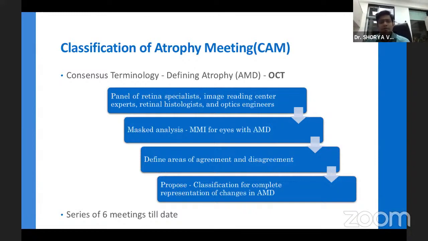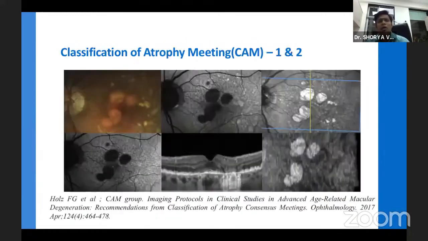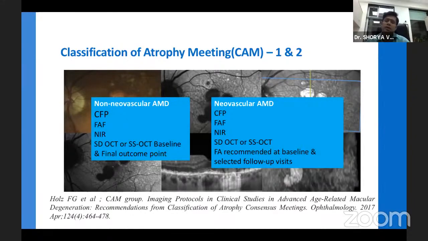There is a series of 6 meetings that have been done till date, and the first meeting was done to discuss all the modalities that we have at present which can assess the atrophy. All the panelists and experts debated about the advantages and disadvantages, and they came to a conclusion that for non-neovascular AMD or dry AMD, a color fundus photo, FAF, infrared image, and an OCT should be done at the baseline and the final outcome point. Whereas for a neovascular AMD, because of the neovascular membrane, FA is also recommended in addition to these at the baseline and at selected follow-ups.